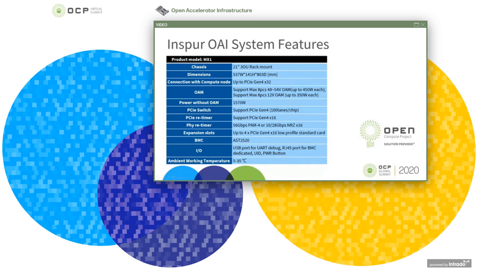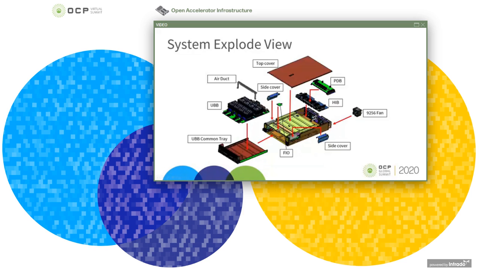About OAM, we support 2 kinds of OAM, 54 volt and 12 volt. If an OAM supports OAI spec 1.1, it should be workable on the system from a hardware point of view. And our power consumption without OAM is around 1600 watts. The rest of the features are too detailed to be introduced here. I will show you our block diagram later.